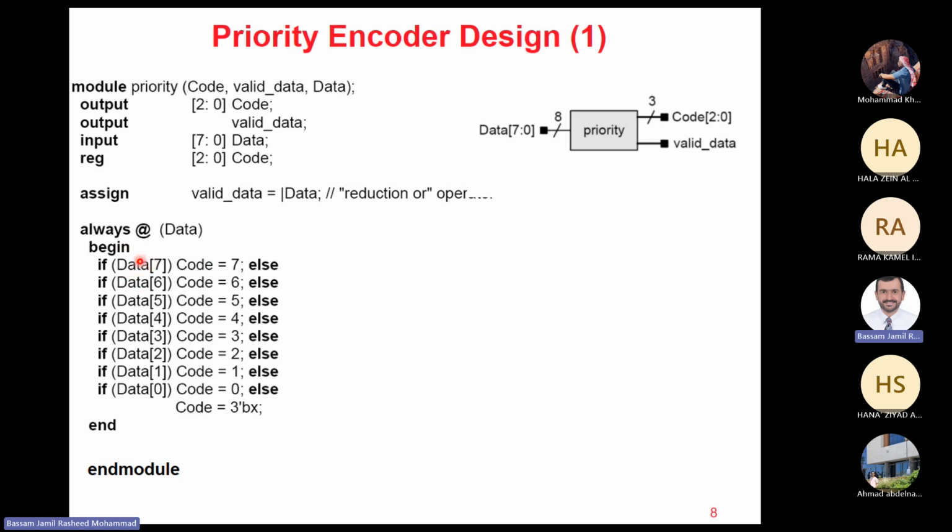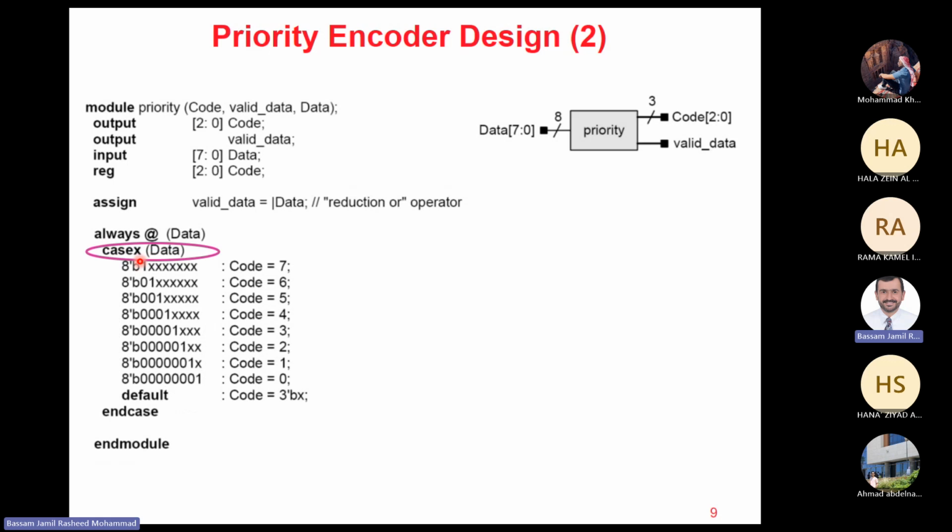Again, you can use an if statement, or you can use a case. By the way, both are the same. The case statement says case this data, and if the upper bit is 1, I don't care about the rest of the bits, then the code is 7. Now, if the upper bit is 0 and bit 6 is 1 and I don't care about the rest, then this code is 6. So you're giving priority to the higher bits.